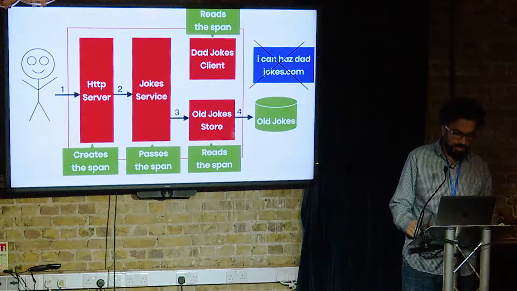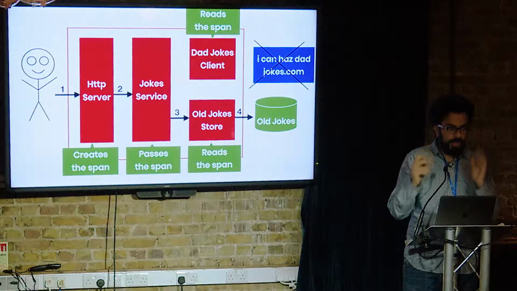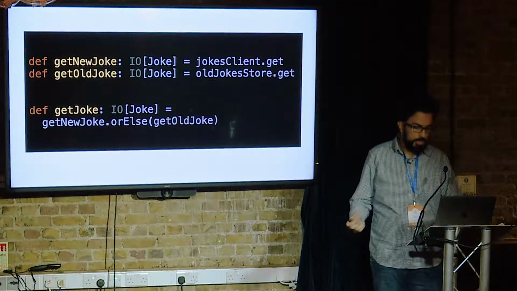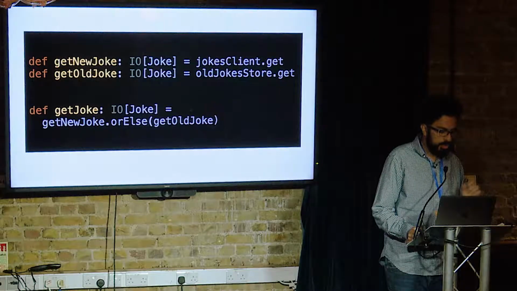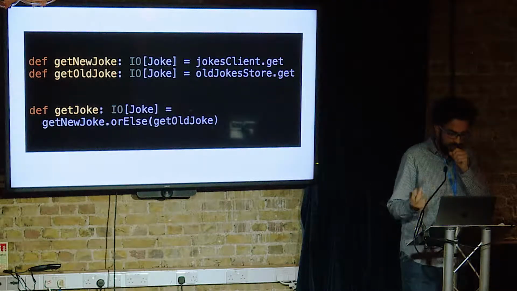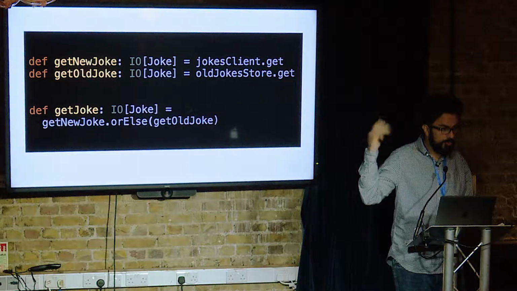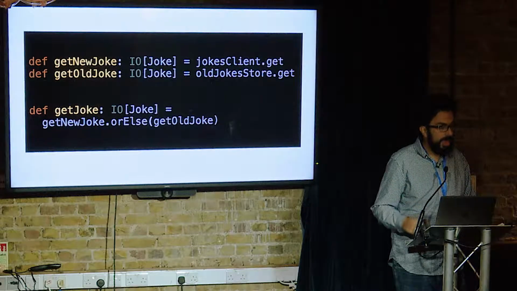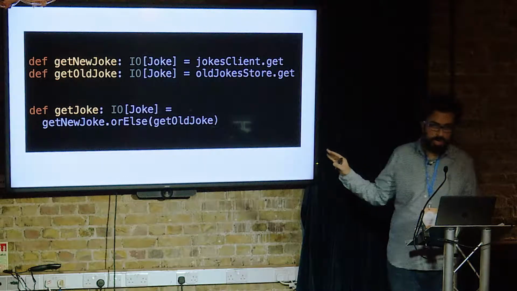So we'll start first with the middle box. We're going to implement the one that just passes the span. So at the bottom, we have this box in the middle, just getJoke. What it does is first try to get a new joke by calling the actual website. If it doesn't work, then fall back to getting an old joke. So far, no tracing.